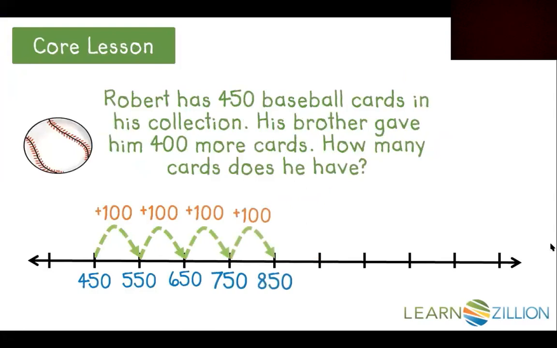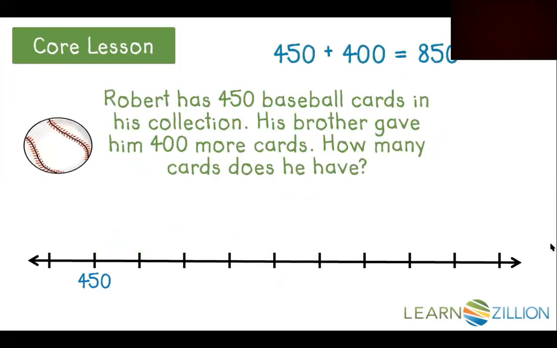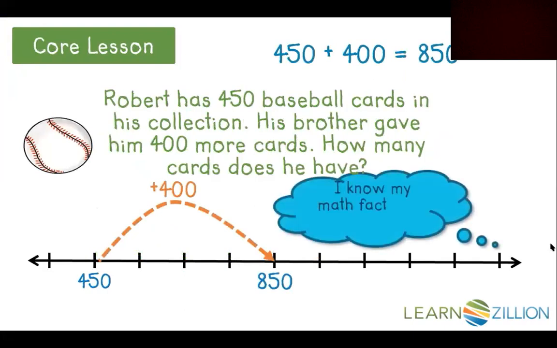Whew, that took a long time. Can we make a bigger jump? 450 plus 400 is 850. I know 400 is 4 hundreds. 450 plus 400 is 850. That was much quicker. I know my math facts. It's like 4 plus 4. Think about the digits in the hundreds place.